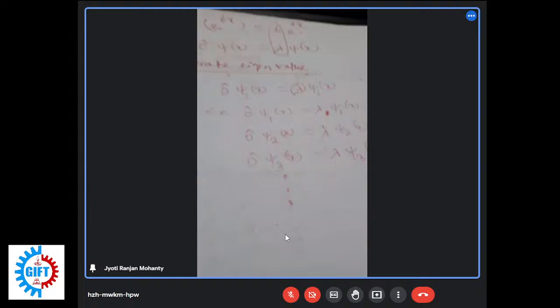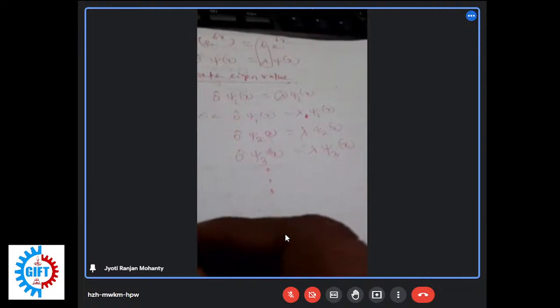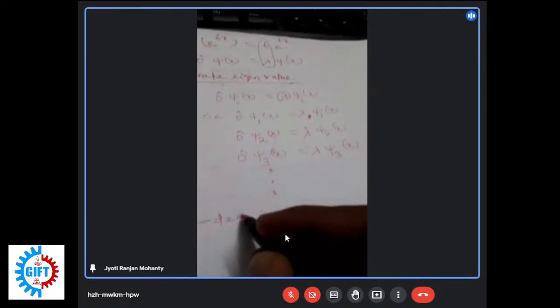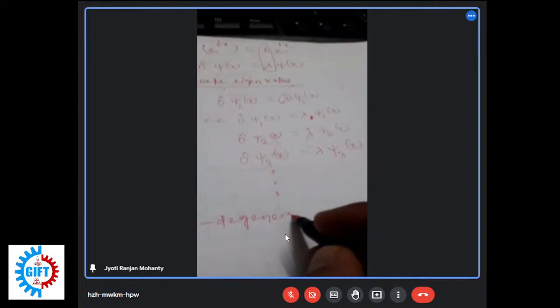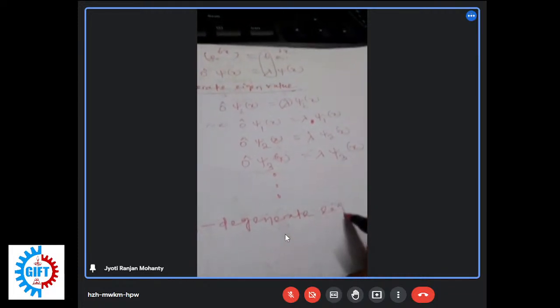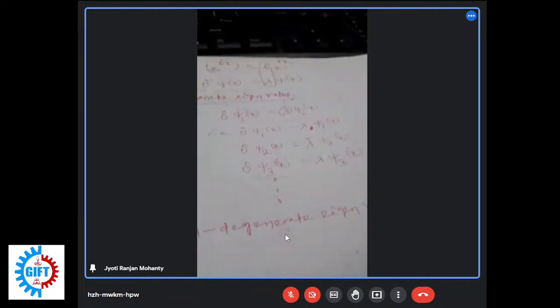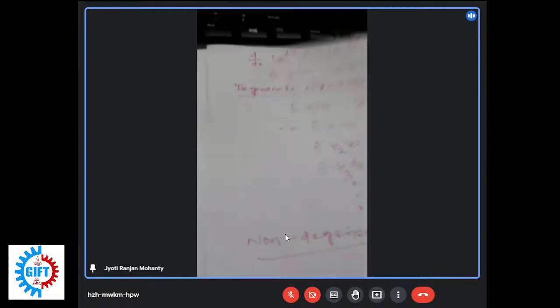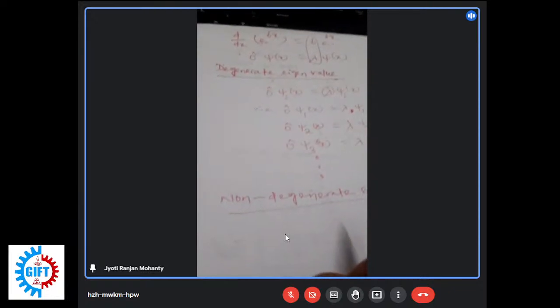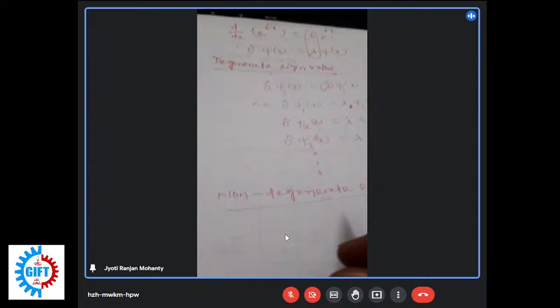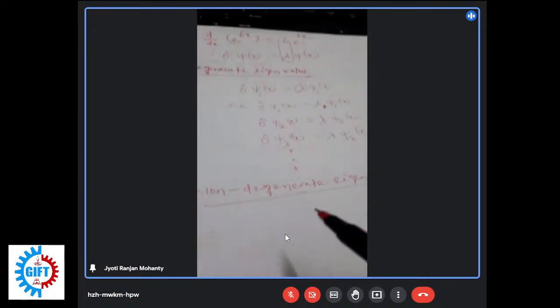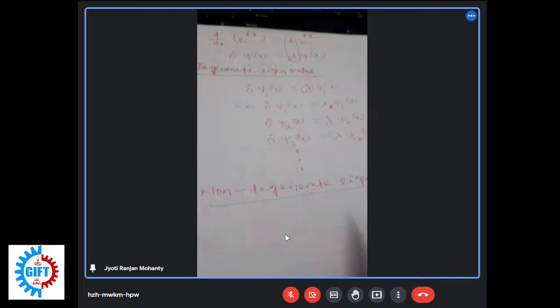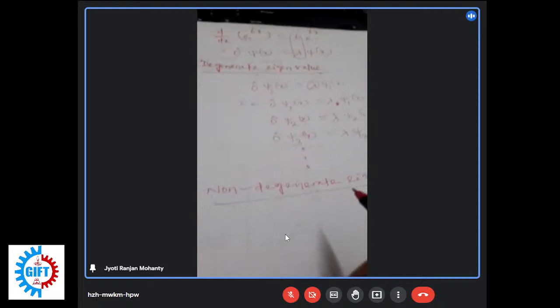So next write non-degenerate eigenvalue. Non-degenerate eigenvalue means for each eigenfunction there corresponds a different eigenvalue. All of you write: for each eigenfunction corresponds to different eigenvalues.